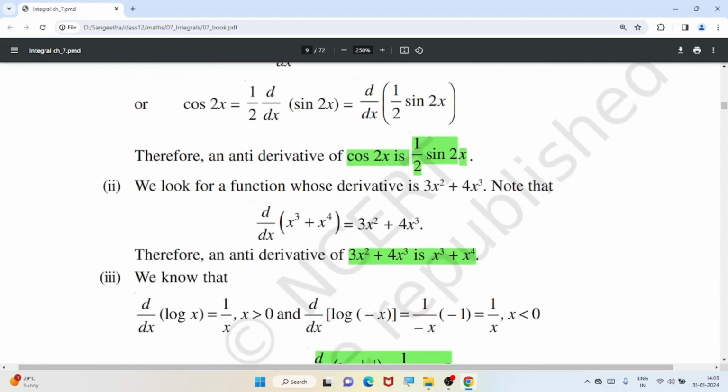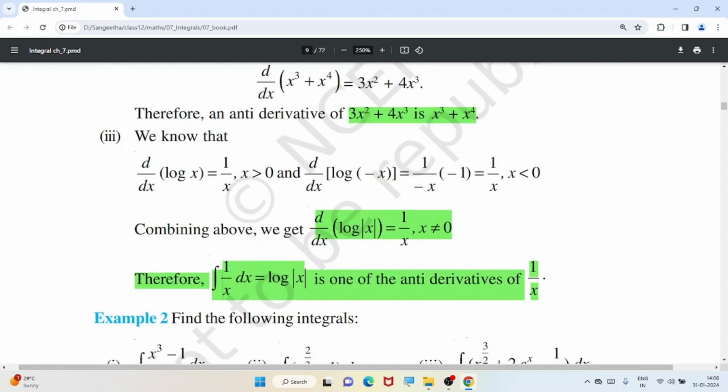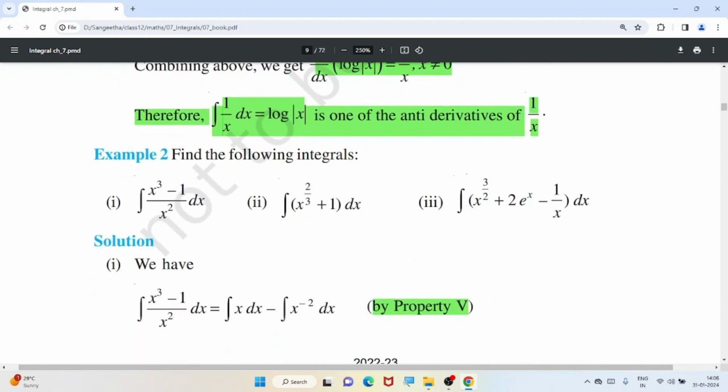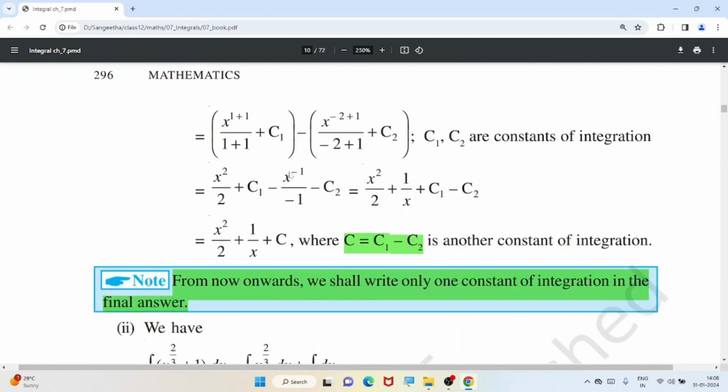Similarly, for this function, which function after differentiation gives this? This after differentiation will give this. This is method of inspection. For log x it is 1 by x. So you are using the various properties mentioned here. You can go through what those properties are.